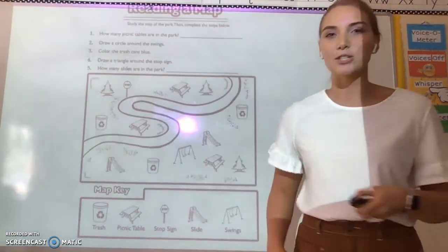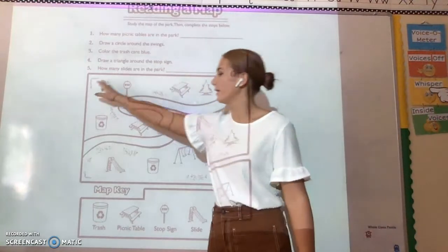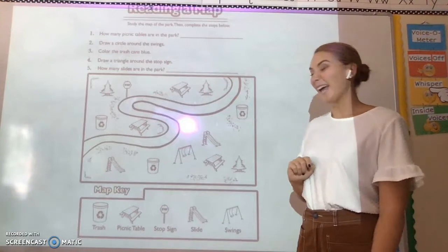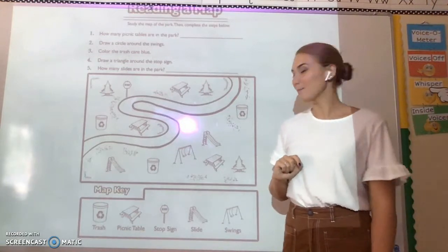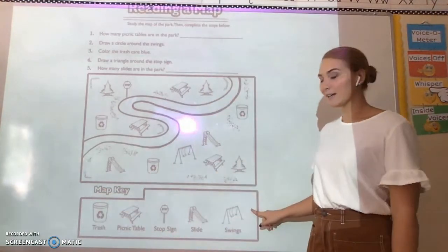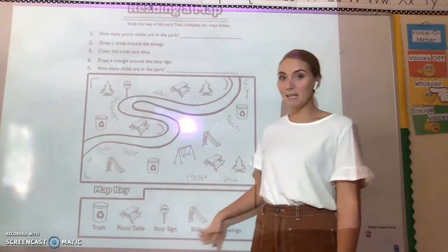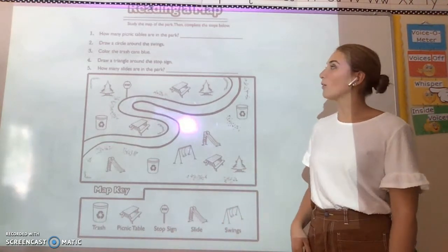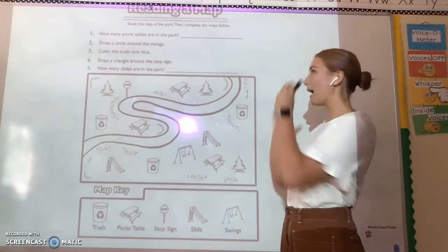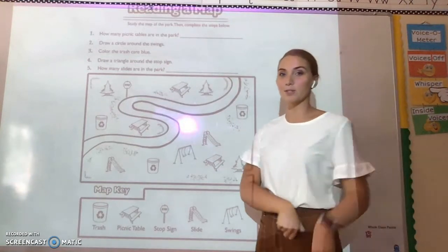All right, boys and girls, so reading a map. We have a map here. What do you think this map is of? It looks kind of like a park to me. And down here, we have our map key with all of the pictures from the park and what they mean. So, our job, boys and girls, is going to be to read the map. They give us instructions and we are going to follow those instructions.